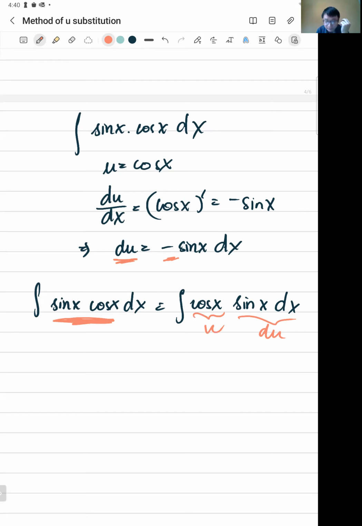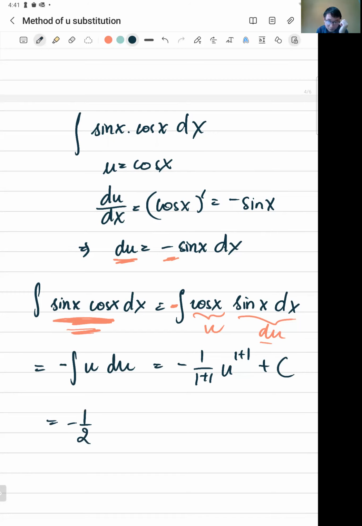So I have to balance this off. This part is u, right? What do I mean by balance? I have to introduce a negative sign, because my du is negative, so that negative and negative can cancel out. And so I can get to this one. So the integral of u du, but I have to remember to put a negative sign in front of it. Same thing, negative 1 over 1 plus 1 u to the power of 1 plus 1, plus c. I only have to calculate it.